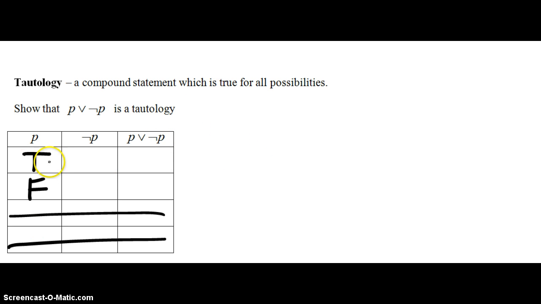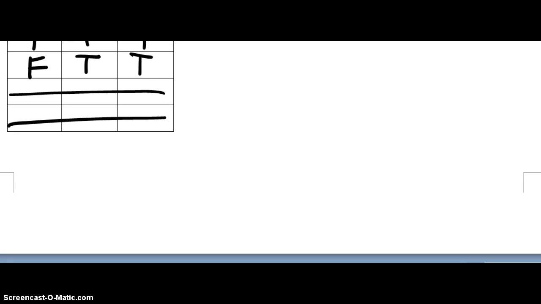Not P, in other words. Okay, so it's true. If it's not P, then this would be false. Not false would be true. So now it's either this or this. At least one's true. Yep. At least one's true. Yep. And that's it. Good. Let's move on here.